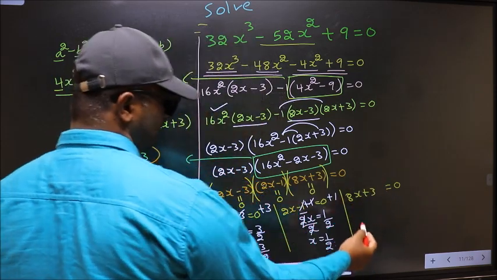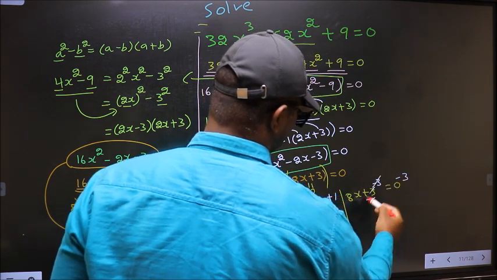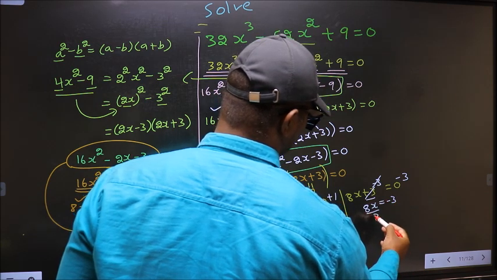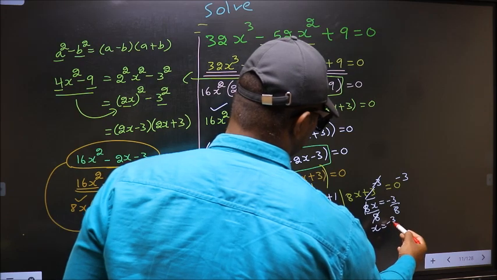Now here, first we should remove plus 3, so subtract 3. We get 8x equal to minus 3. Now we should remove 8, so divide by 8. We get x equal to minus 3 by 8.